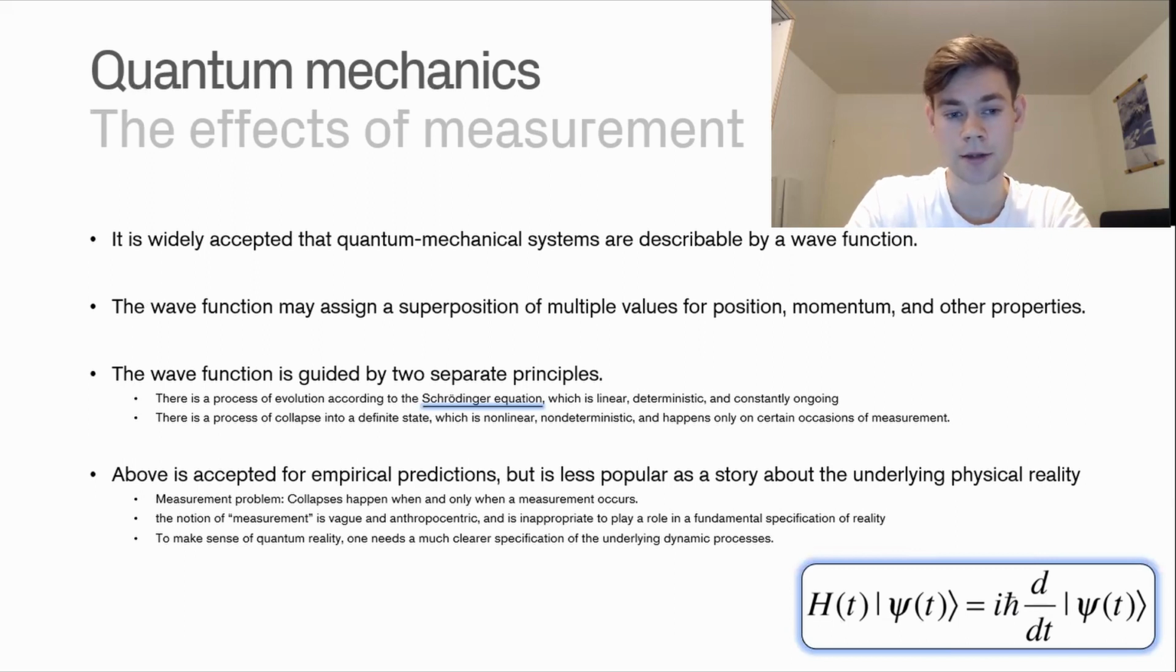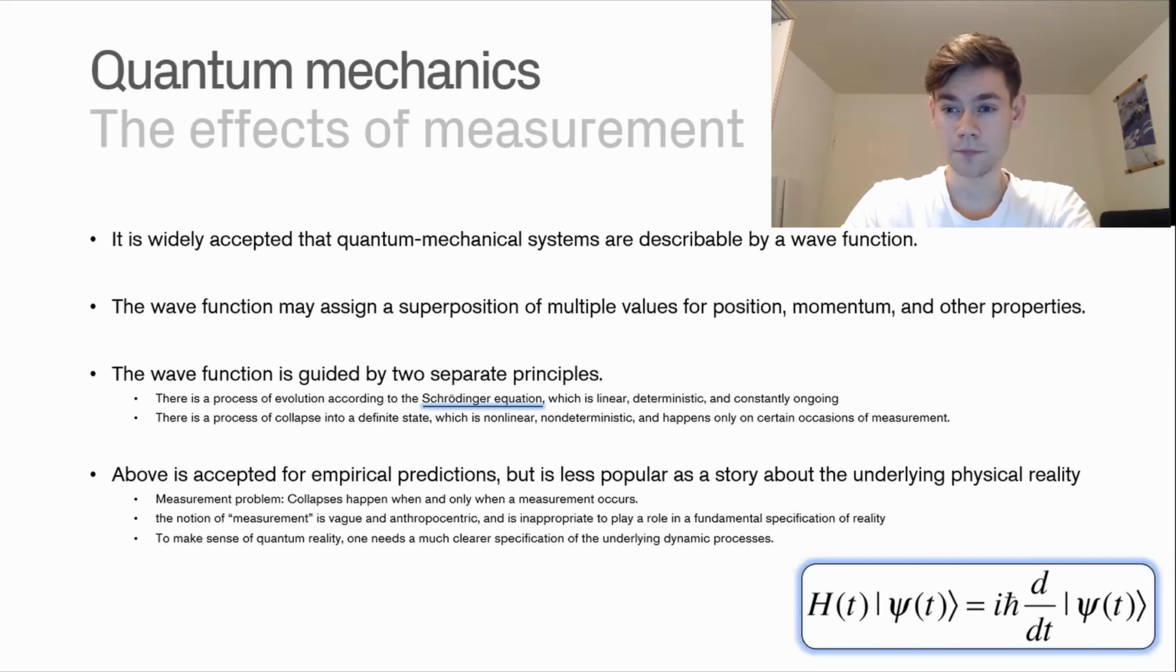But then also, there is a process of collapse into a definite state, which is nonlinear, non-deterministic, and happens only on certain occasions of measurement. So this does not normally happen to a system, but when you actually measure the system, that happens. And that seems very suspicious at first glance.